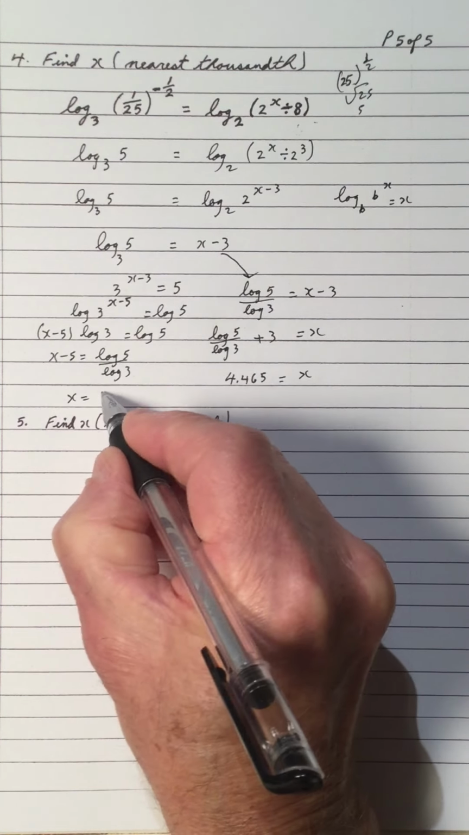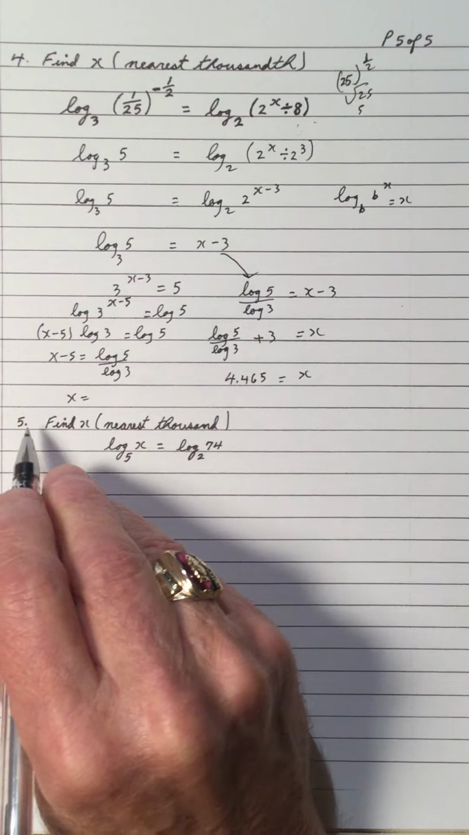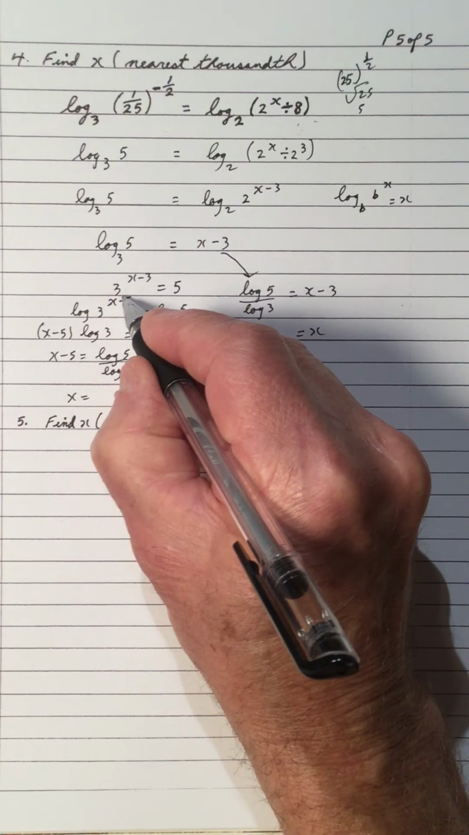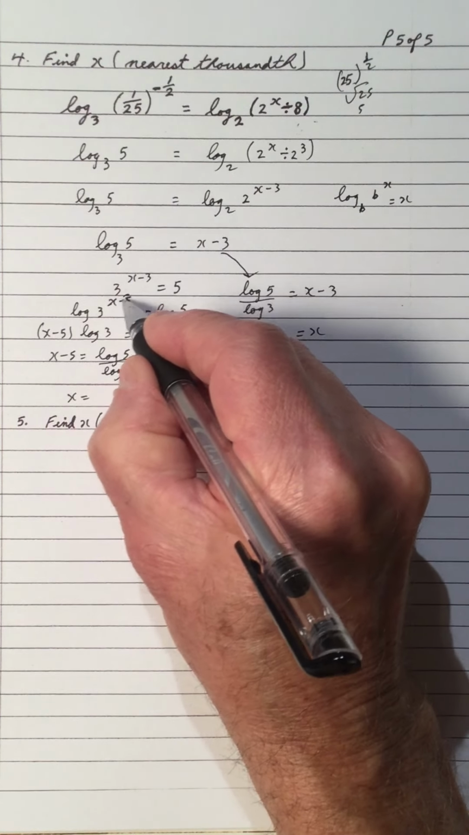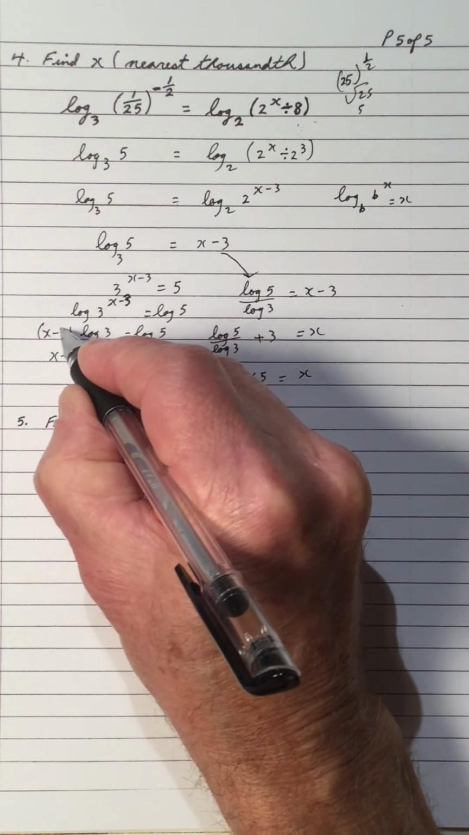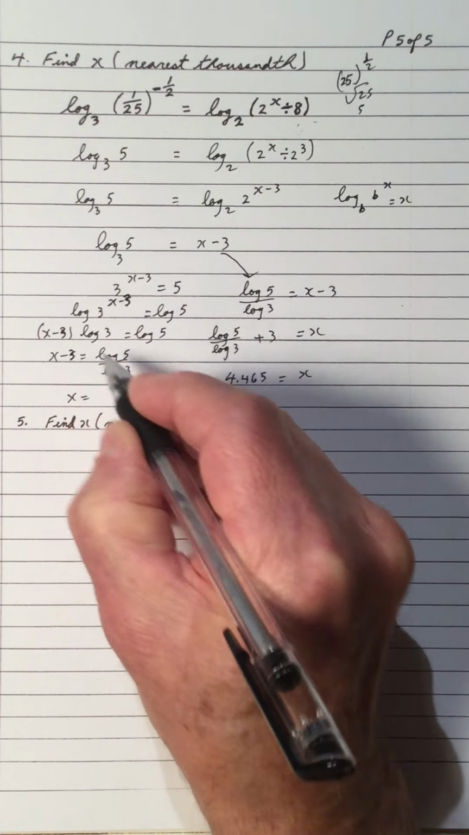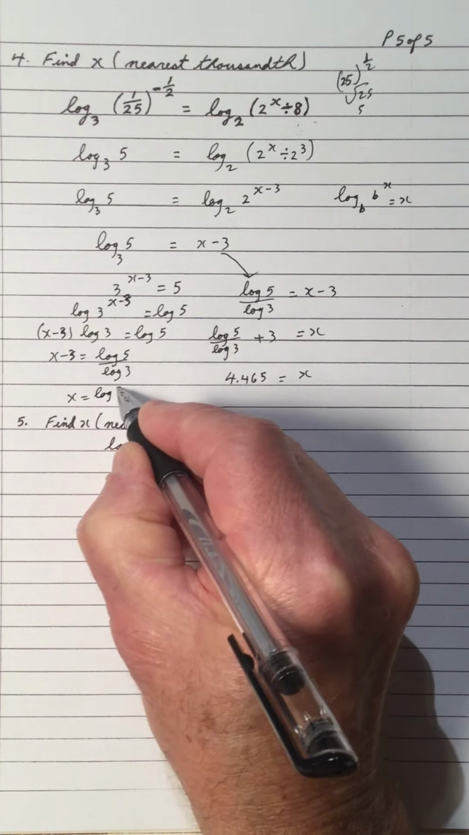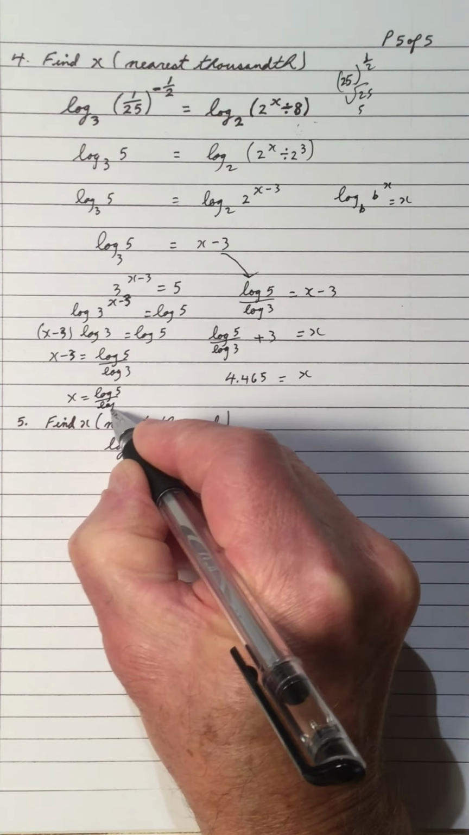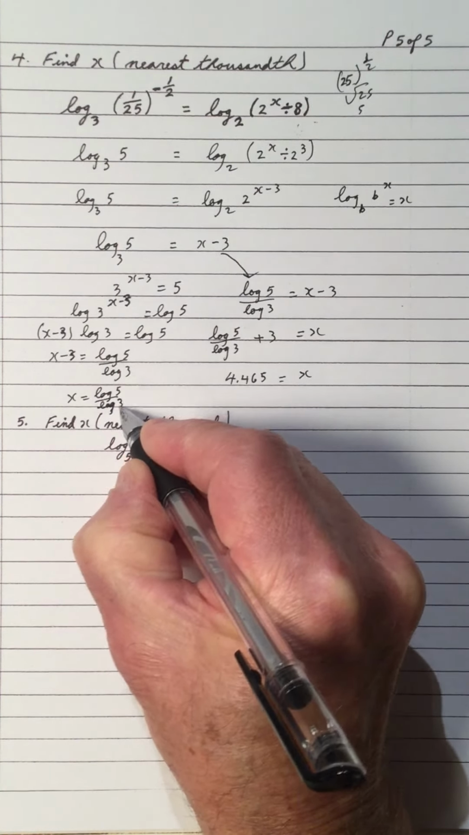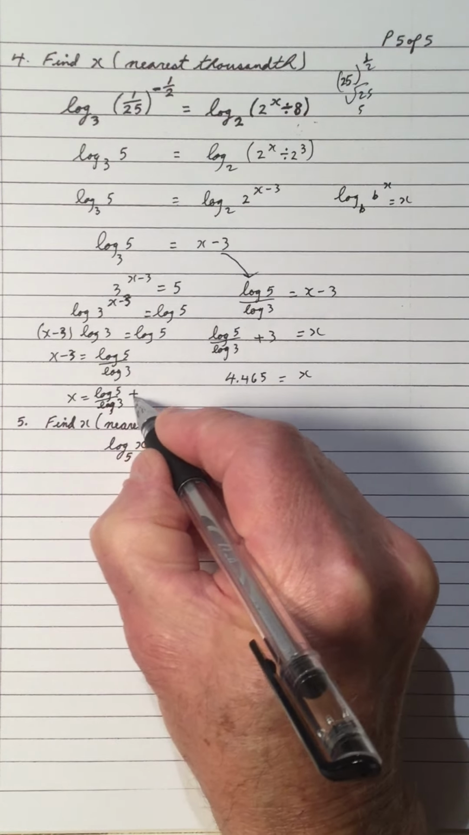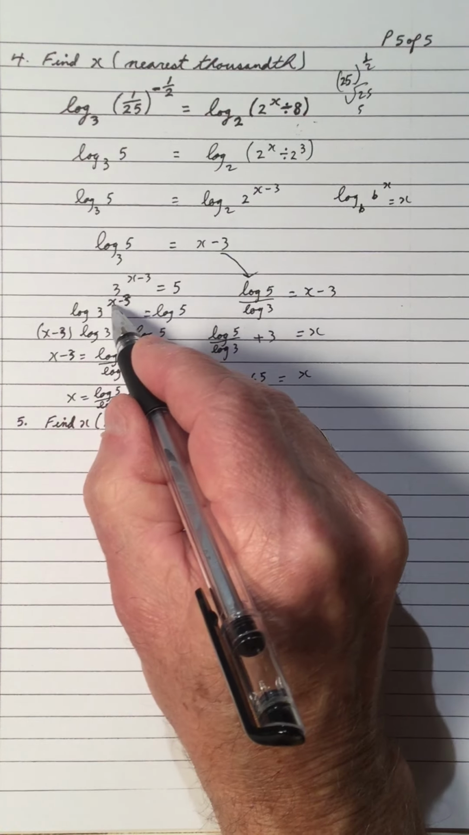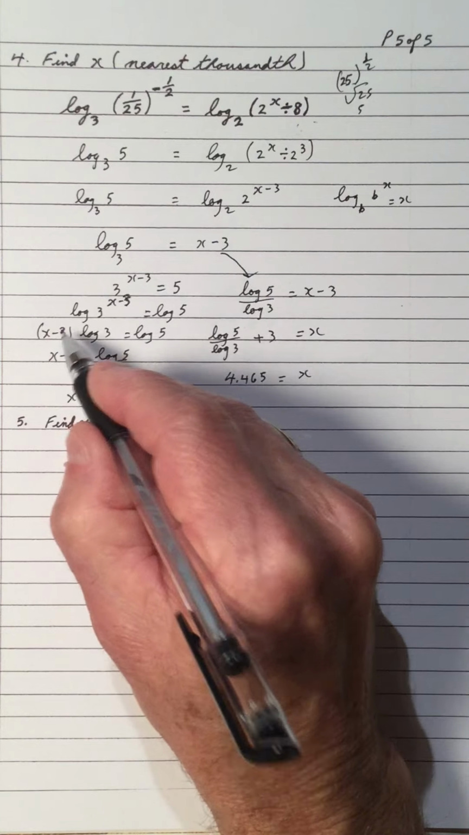And then x is equal to, that's a 3 there, 3 there, 3 there. So the log of 5 divided by the log of 3 plus, that becomes a plus 3. So that's x minus 3 goes in front.